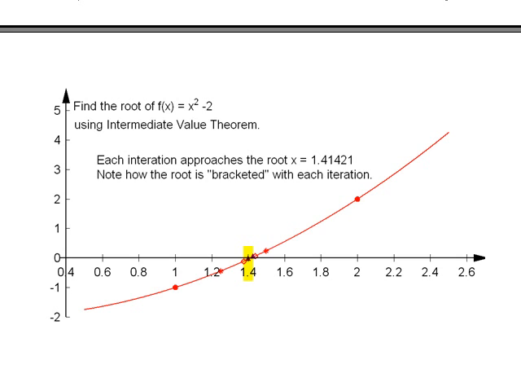For example, the root would be bracketed between those two open squares, and then between those black triangles there. You can see how we're just kind of scrunching down on the root, and that is a method of using the intermediate value theorem to find roots of equations, and in particular to find values for irrational numbers.